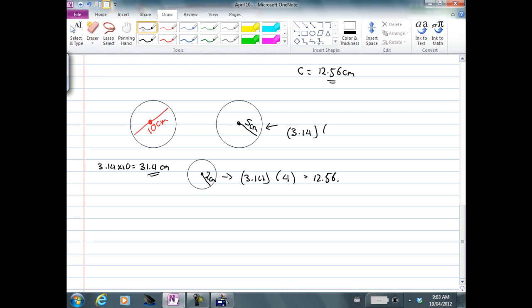Okay. Aldrin, what do you get for the last one? 3.14 times? Sorry? 10 is correct. Which gives you 31.4 cm. That's all there is to it. Know when to multiply by 2, when not to multiply by 2.